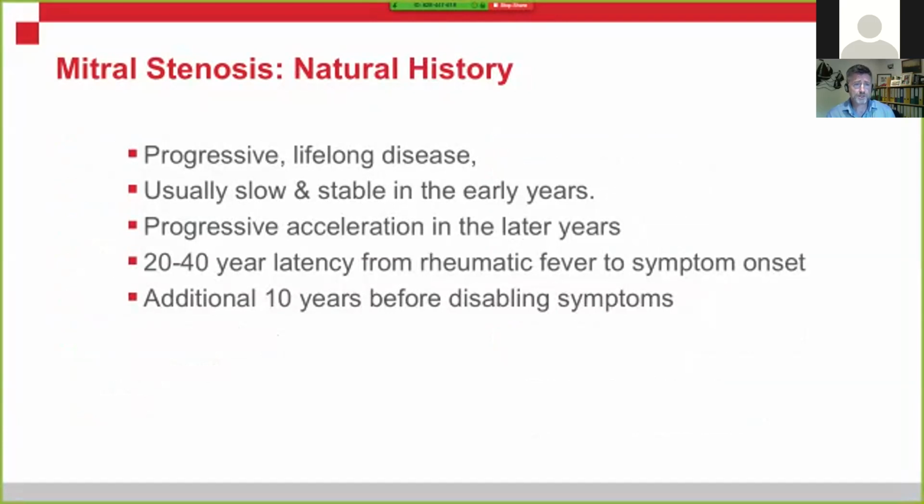Natural history of mitral stenosis: it is progressive, it's a lifelong disease, but actually is usually slow and relatively stable in the early years, and the patient may well be relatively asymptomatic. Progressive acceleration in the latter years, but overall there's estimated to be probably about a 20 to 40 year latency from having rheumatic fever to symptom onset, and then an additional 10 years before disabling symptoms. But obviously you're hoping that by that stage the patient has been counselled with a view to appropriate intervention.